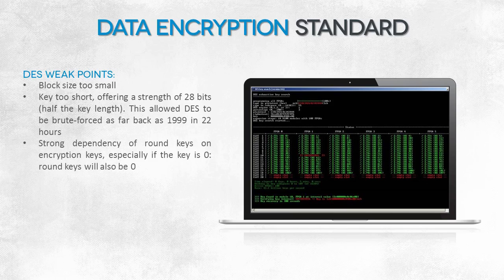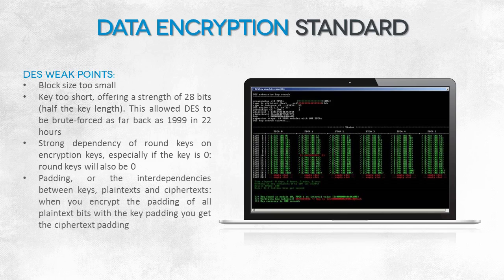DES is vulnerable for purely cryptographic reasons. The first point is that a significant dependence can be observed between round keys and cipher keys. This relationship is evident especially if 0 is the key. Round keys in that case are also 0. Another problem the standard exhibits is the complementation property, which refers to some relationships existing between the key, the plaintext, and the ciphertext itself. If you encrypt all bit complements using key complements, the output is the ciphertext complement.